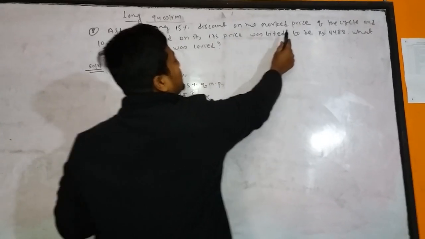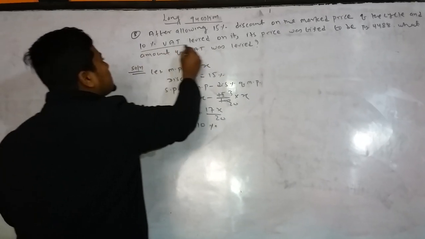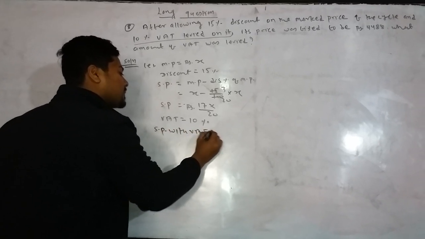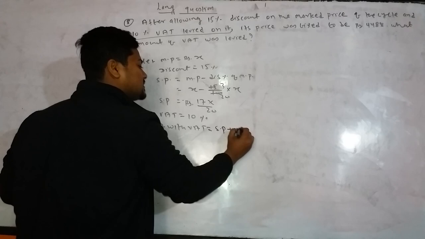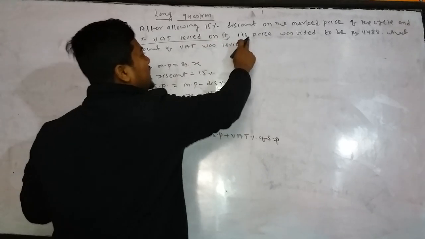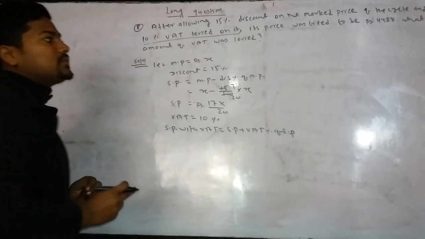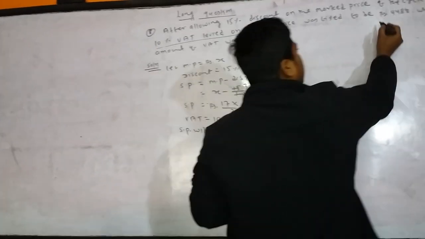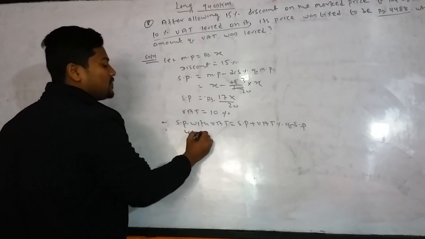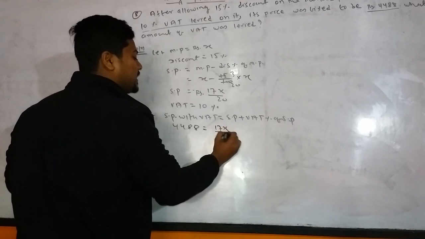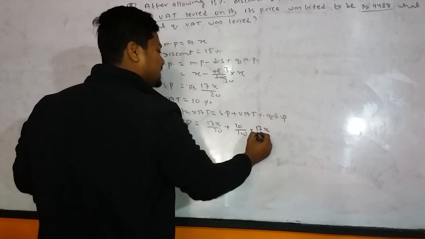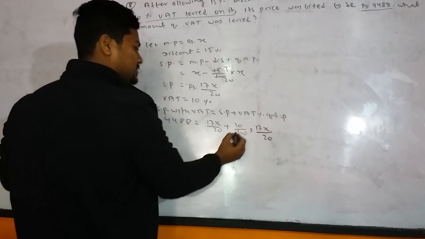Okay. So discount 15% on mark price of the cycle and 10% VAT levied on it. So SP with VAT now. SP with VAT formula is what? SP plus VAT percentage of SP. So now here 10% VAT levied on it. Its price was fixed to be 4488. This means 4488 is SP with VAT. So in the place of SP with VAT, we can write 4488. SP value 17x by 20 plus VAT percent 10 upon 100 into 17x by 20. So this 0 0 cancel here.